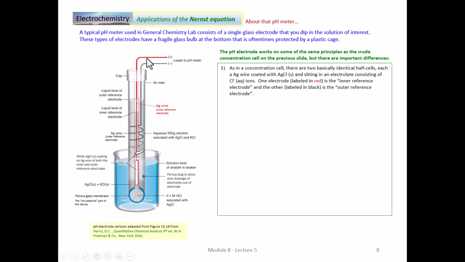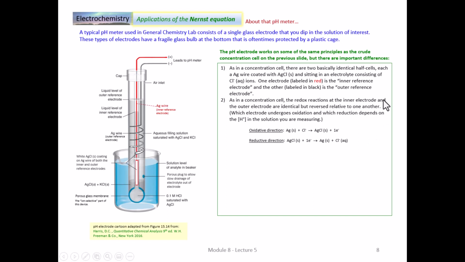So you'll notice this is a red wire, and then down here you have silver coated with silver chloride, and silver chloride is white. Of course, silver is not red, but we're differentiating this silver from the silver of the outer reference electrode, which we've colored black here, but at the tip of this black wire, it is also coated with white silver chloride. So you have 2 reference electrodes, an inner and an outer. So you basically have 2 identical half cells packed in this glass tube.